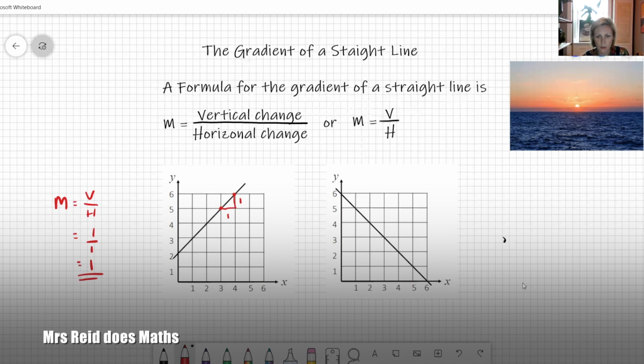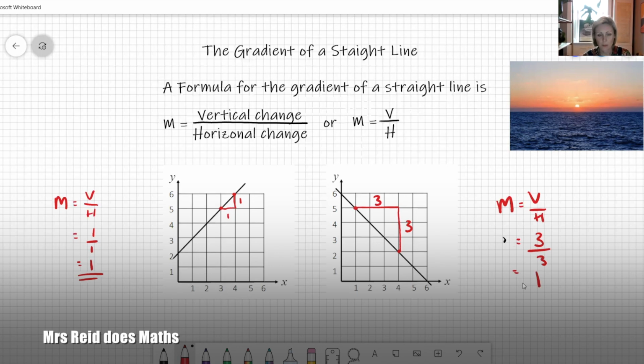And if we look at the second one here, we do maybe this, and then we might choose this one here, and we do a wee right-angled triangle. This is just to show it can be any of those points and make them into a right-angled triangle. So that's 3 boxes and 3 boxes. So m is v over h. The vertical change here is 3, and the horizontal change is also 3. 3 divided by 3 is 1.